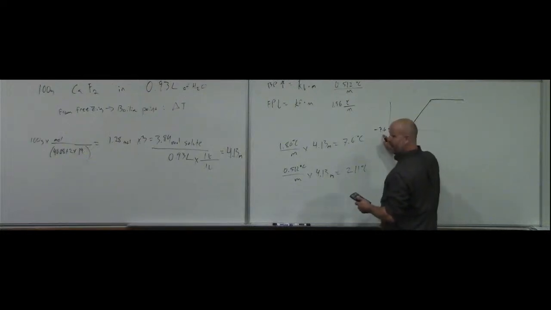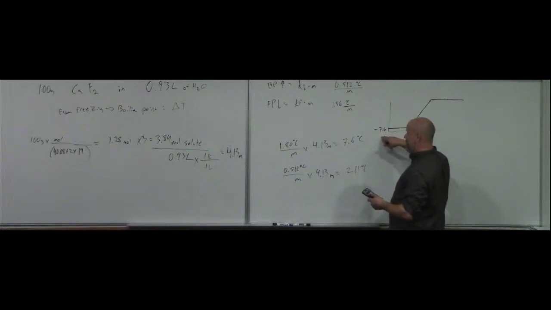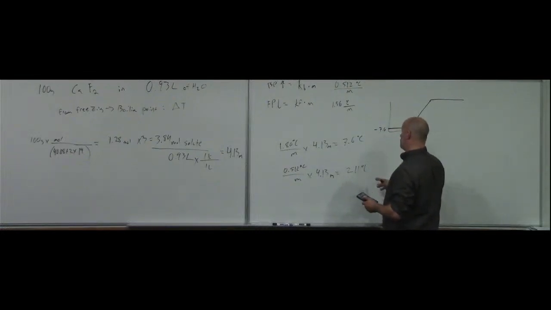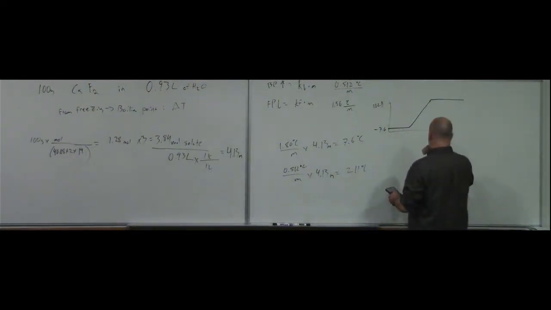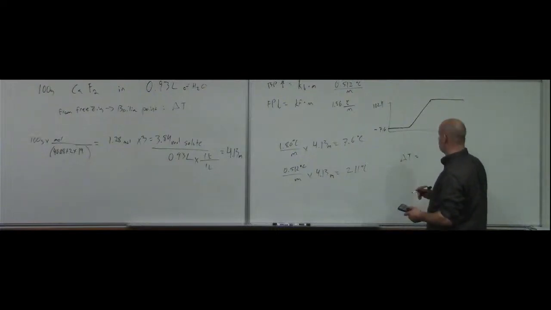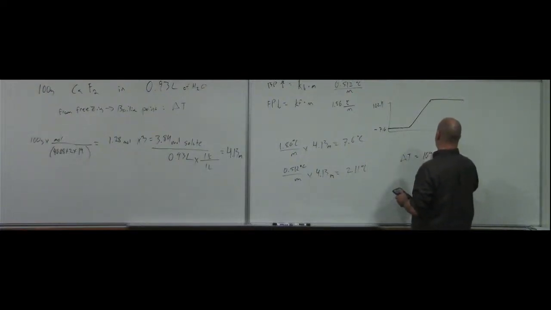So this is negative 7.6 degrees because our standard freezing point is 0, but our standard boiling point is 100. I'm going to elevate that by 2.11, so that's going to make this 102.11. So I just need to know the difference between that. And that answer is? 109.71. 109.71 degrees centigrade.